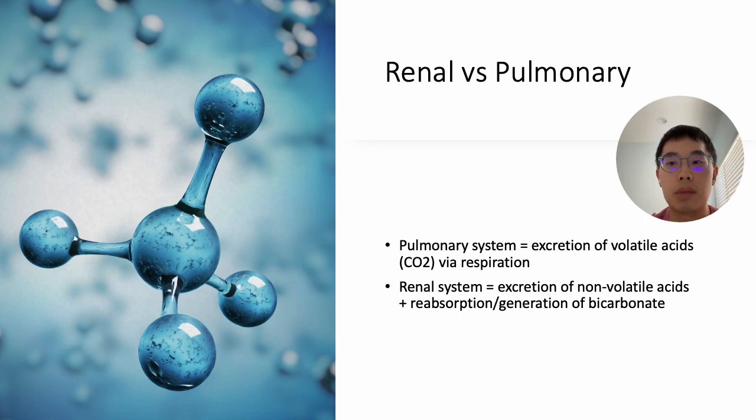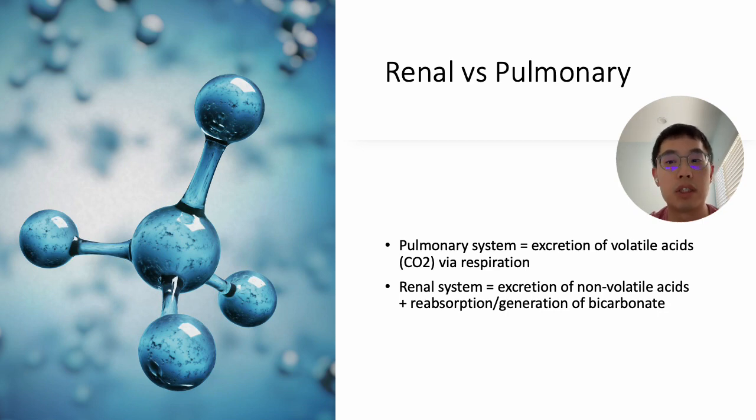Recall that our pulmonary system is responsible for excretion of volatile acids, or acids that can be converted into gas, primarily carbon dioxide. This is usually in the form of carbonic acid that is converted into carbon dioxide and water in the lungs, and then we're able to excrete the carbon dioxide in our alveoli and subsequently breathe it out to help continue driving secretion of these volatile acids.